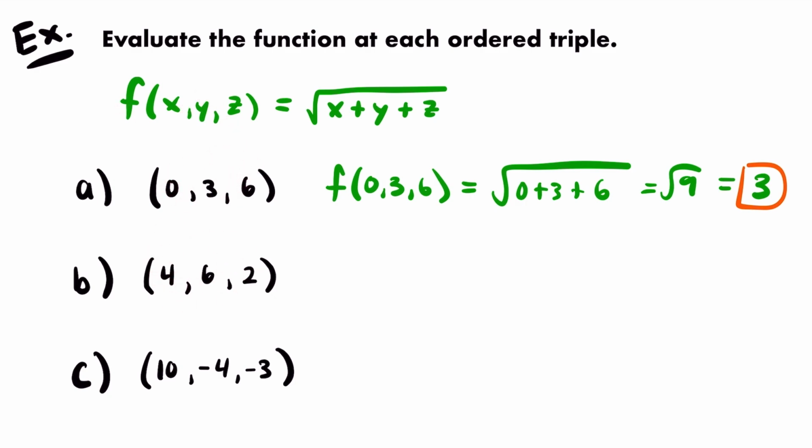Now let's go to the next one here for part B. We have 4, 6, 2. Let's plug that into the function. So we'll have f of 4, 6, 2. Once again, you want to plug in each of those values for x, y, and z.